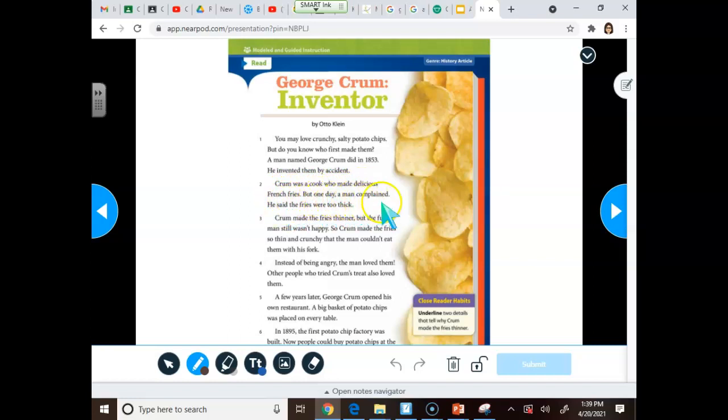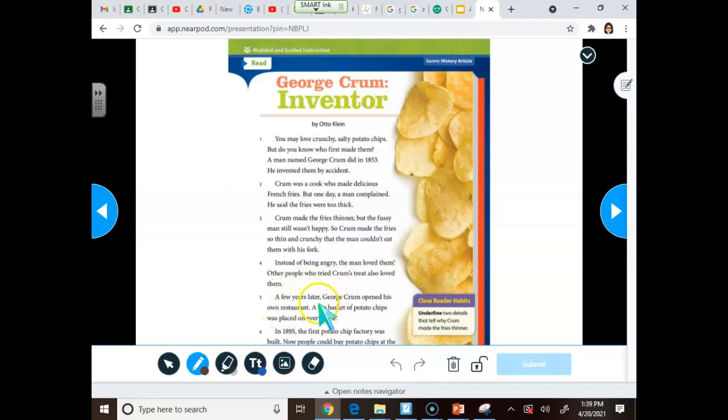But one day a man complained. He said the fries were too thick. Crumb made the fries thinner, but the fussy man still wasn't happy. So Crumb made the fries so thin and crunchy that the man couldn't eat them with his fork. Instead of being angry, the man loved them. Other people who tried Crumb's treats also loved them.